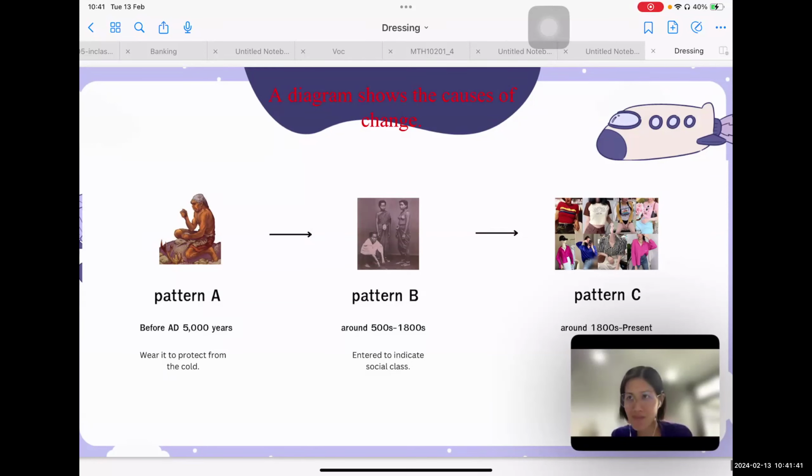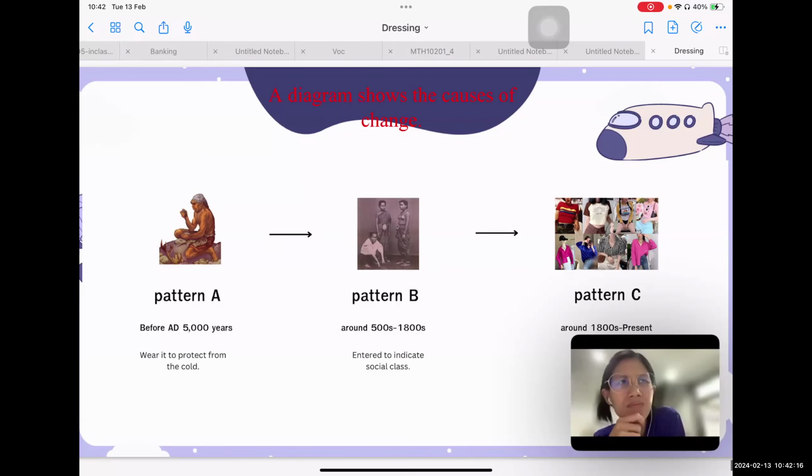In the past, in pattern A, the only reason people wore clothes was to protect themselves from the cold. They used natural materials that were easily available to make clothes, such as animal skin and leaves. Then animal skin became harder to find and heavy, so people had to find other ways to make clothes. Clothing made in the past was expensive because it was difficult to make. Only the upper class had access to clothing.